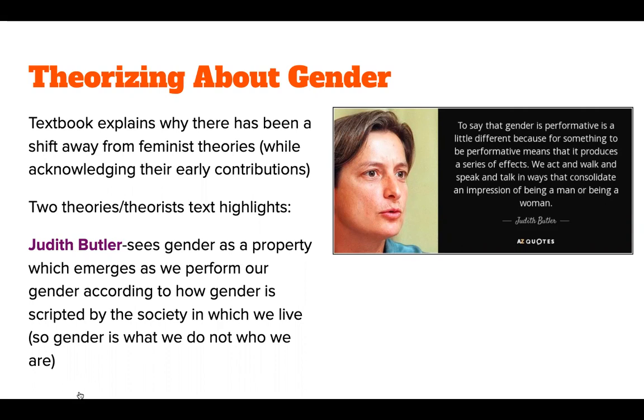And so, I like that quote there. I pull that quote there because what she says is, we act and walk and speak and talk in ways that consolidate an impression of being a man or being a woman. And so her idea is that you're only a man or only a woman if you're consistently doing gender. Otherwise, who would you be? I mean, you'd be an individual, you'd be a human, but you wouldn't necessarily be this socially defined entity called a man or a woman.